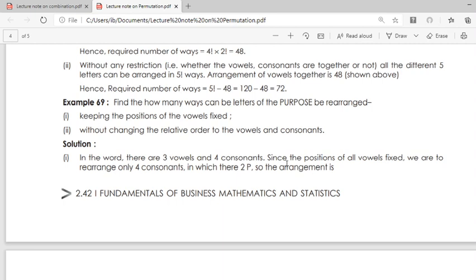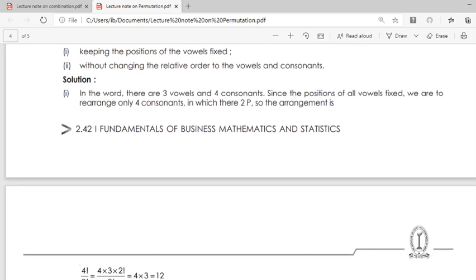This is a similar way to when you first did example 68. Find how many ways the letters of the word purpose can be rearranged, one, keeping the positions of the vowels fixed, two, without changing the relative order of the vowels and the consonants.